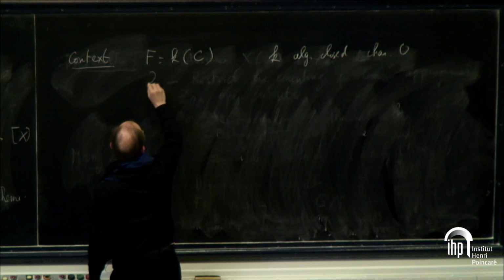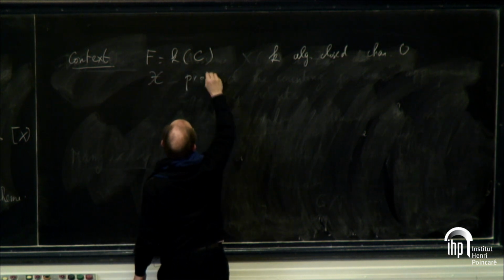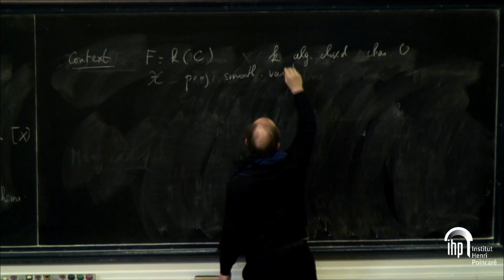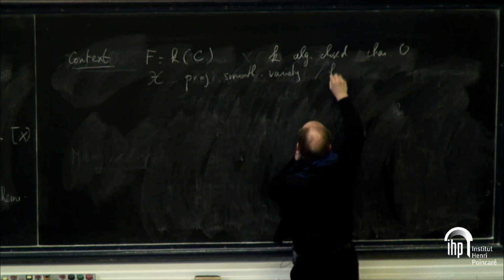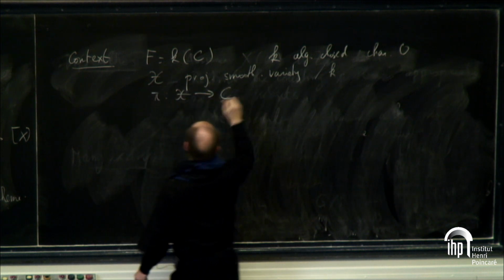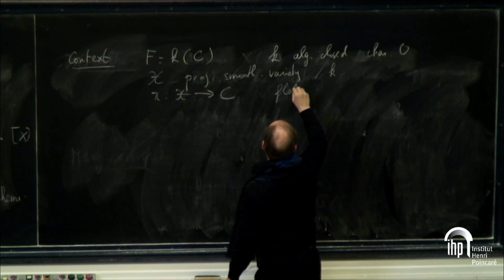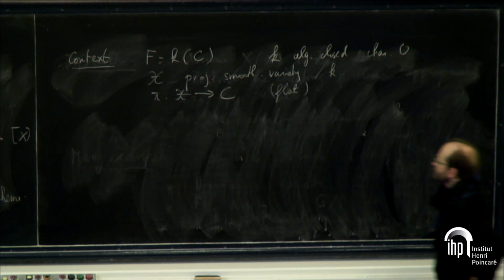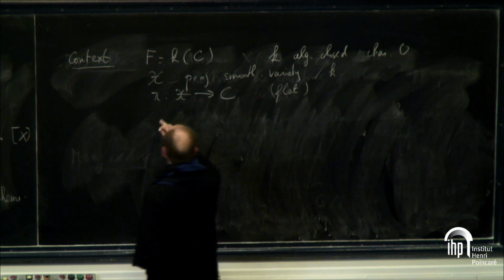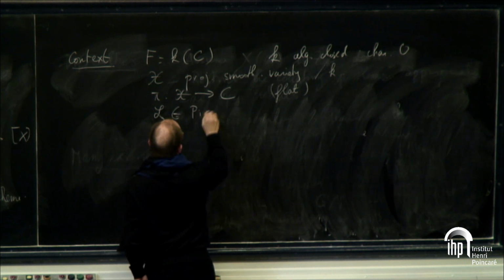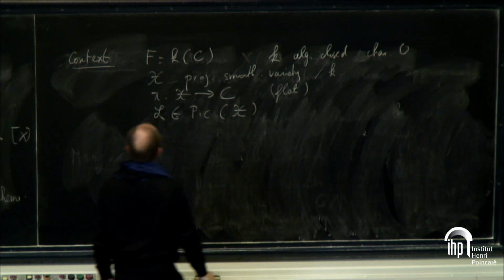She considers a projective smooth variety over K and a morphism, a non-constant, flat morphism from X to C, and a line bundle L on X.